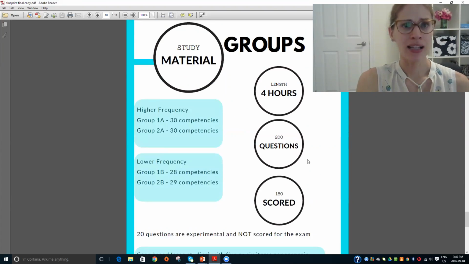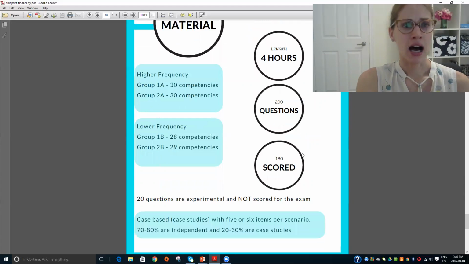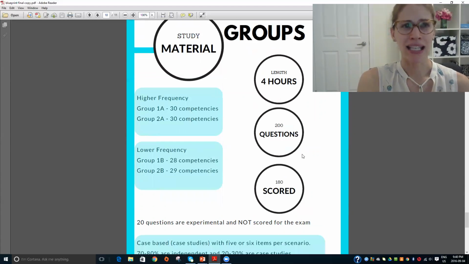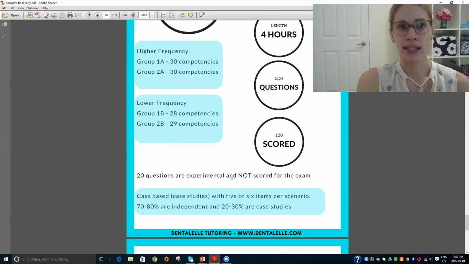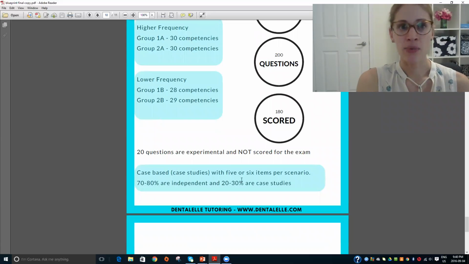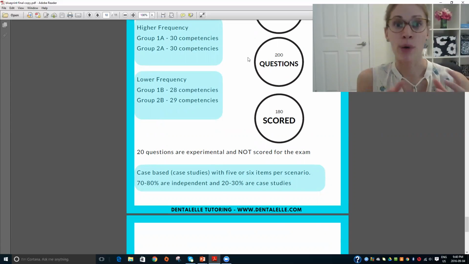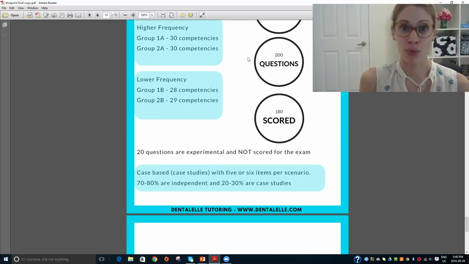And it even kind of tells you guys, now this is for the Canadian exam though, not for the American, so this may be a little bit different if you're taking the American. But look where it says here, case studies with 5 or 6 items per scenario. So you have to know 5 or 6 different things in that case study. So if you're not sure about one of the components, you will probably get that whole case study wrong.